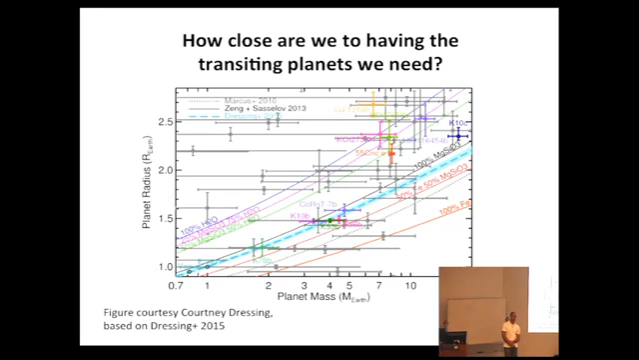That will definitely help the case of measuring the masses of the planets around the mid to late M dwarfs. Absolutely.